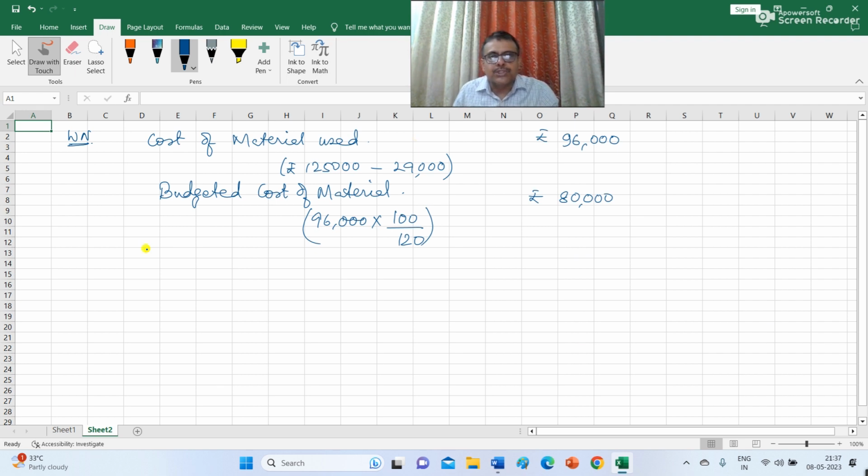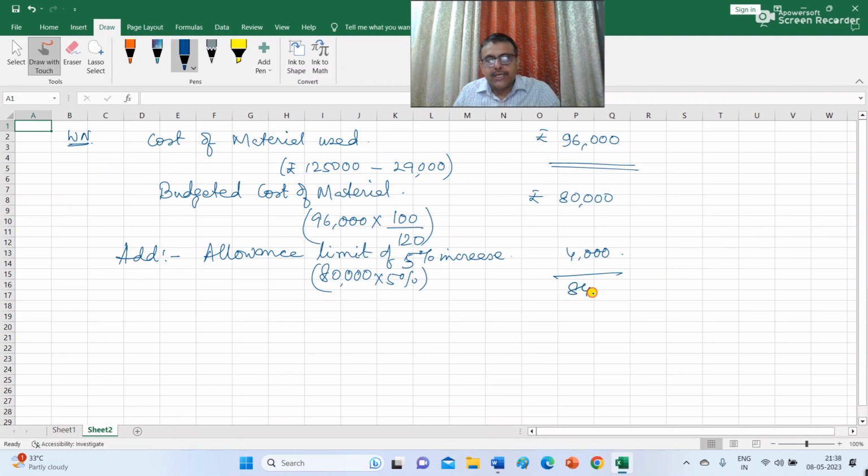But it is given in the question that up to 5% increase, there will be no increase in the value of contract. It means that I have to add it here, the budgeted cost of material, add allowance limit of 5% increase. So up to 5% increase, there will be no increase in the value of contract. So allowance limit of 5%, that is 80,000 is the budgeted cost of material. Now you multiply this with 5%, you will get 4,000.